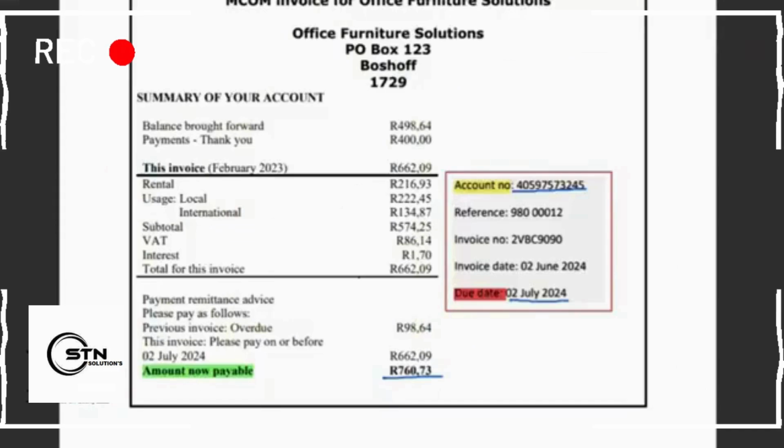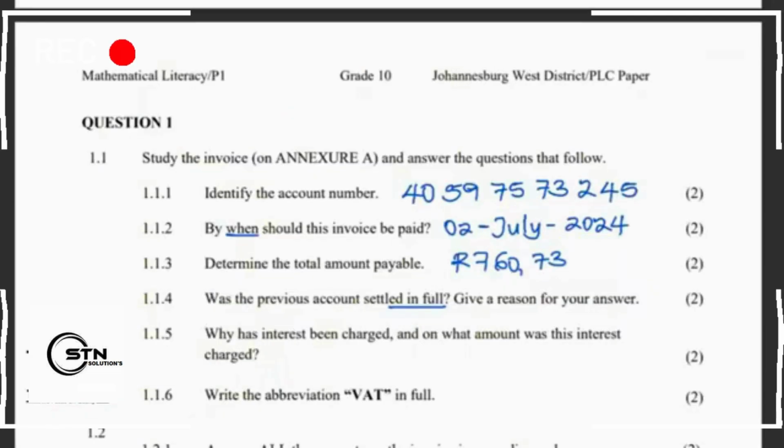Let's go and analyze the previous account. It's here. Now we have what we call balance carried forward. It was this much. Payments made, they were 400. So this caused this money to come in here, which is the previous invoice overdue. It's this much. So we come there and we say no.